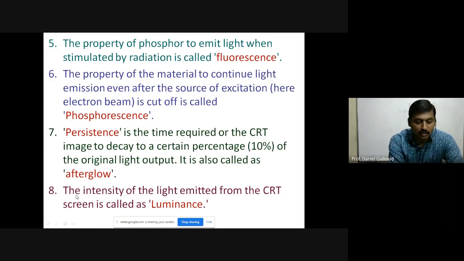Now, number 8, the intensity of light emitted from the CRT screen is called luminance. So luminance means light emission here. We have additional definitions that we will go through in detail when we have practicals. In our practical lab, we have the cathode ray oscilloscope as an electrostatic measuring instrument, so all these definitions we can understand practically there.